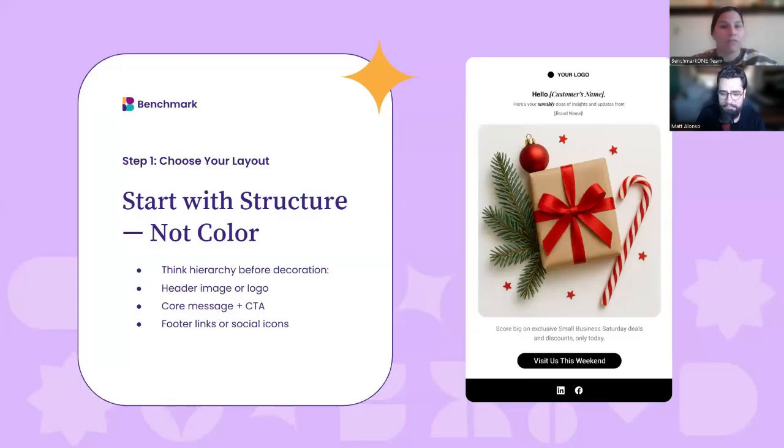Okay, so step one in this whole email design process is choosing your layout. It may be tempting to go the color route, but you want to start with structure. You want to look at your email from a structural standpoint because that is how your audience is going to digest the information. So you want to think of hierarchy before decoration.